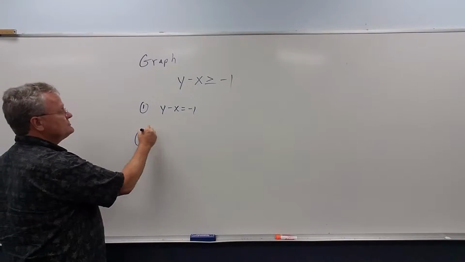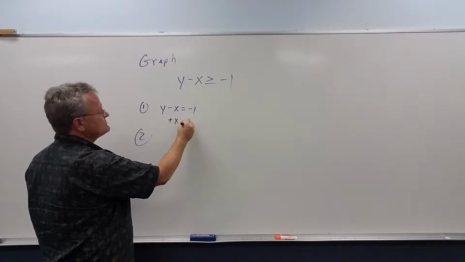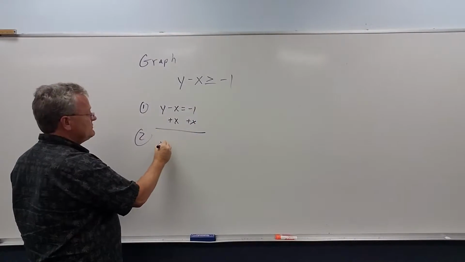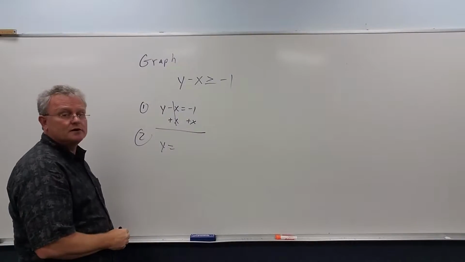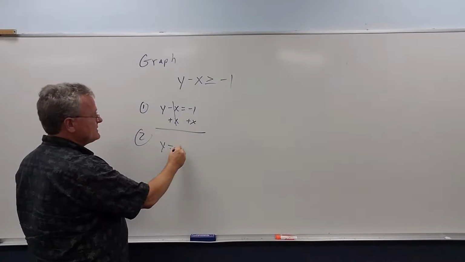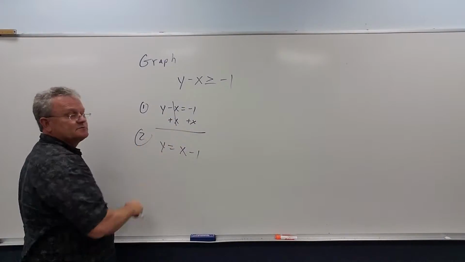So step two, to solve for y, we just add x to both sides. And when we do that, we get y equals, those cancel, x minus 1. It's the same as minus 1 plus x. But let me write it in the form mx plus b.